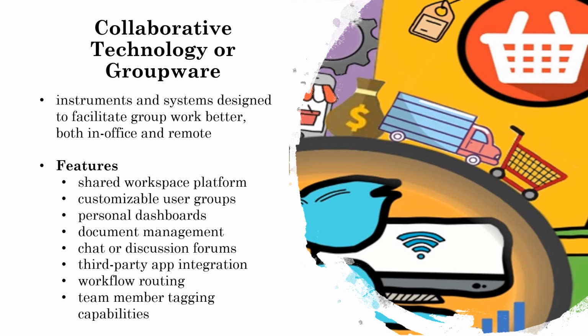So we have the shared workforce platform, acting as a digital home base for employees. We have customizable user groups, a customizable personal dashboard on the shared platform, and file or document management. We also have chat or discussion groups, third-party app integration, workflow routines, and team member tagging capabilities. Those are examples of collaborative technology or groupware.